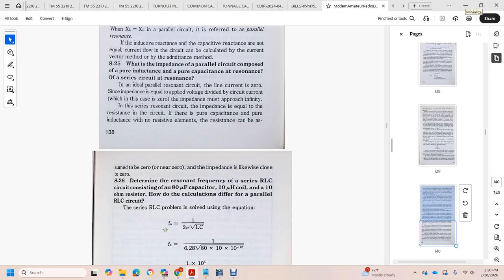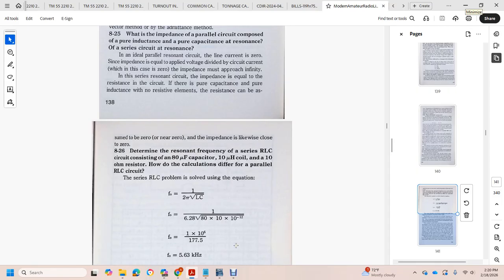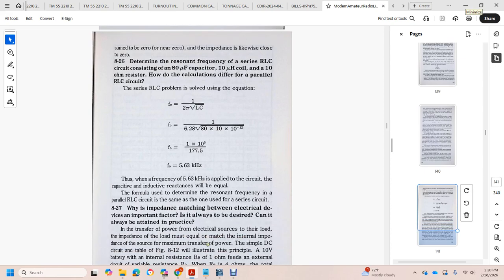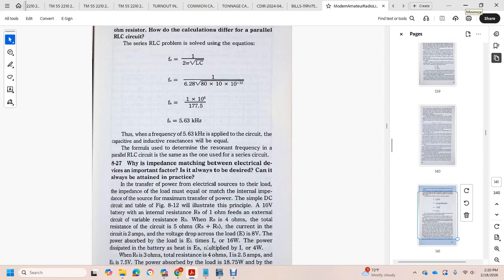Solving the problem, we have the resonant frequency f0 equal to 1 over 2 pi times the square root of LC. Frequency f0 is equal to 1 over 6.28 times the square root of 8 times 10 times 10 to the negative 12. So we get a frequency of 5.63 kilohertz.